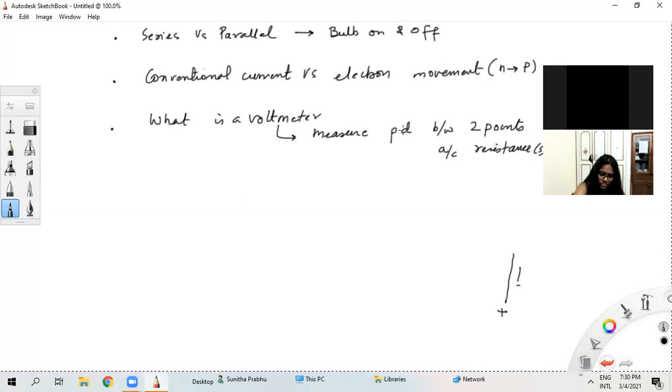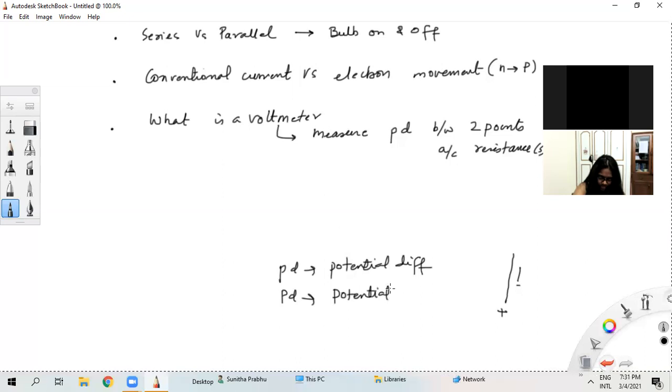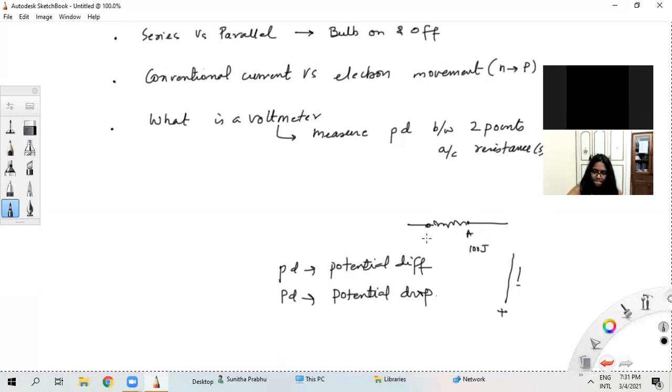When you say PD, sometimes people say potential difference, sometimes people say potential drop. Both are one and the same. It's like the electrons at point A before going through the resistance are jumpy, full of energy. By the time they cross over the resistance, the electrons have spent some of their energy. So they are at 100 joules now, and after crossing the hurdle, they are at, let's say, 60 joules. That means this resistance has consumed 100 minus 60, 40 energy has been dropped.